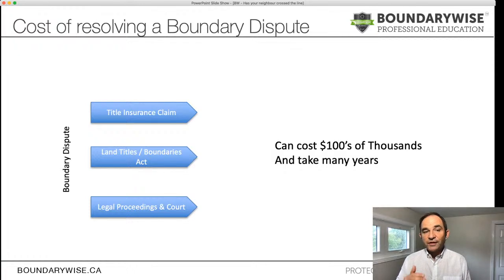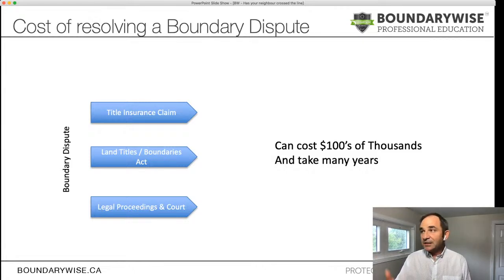If you go through the process of a Land Titles or Boundaries Act process, or if you go through legal proceedings in court, we're talking tens of thousands, sometimes hundreds of thousands of dollars that can take 5 years, 10 years, sometimes 20 years to resolve. And know that if it's a point of extreme contention, it doesn't just stop at the first ruling. It then goes to appeal, and then further appeal, and then further appeal.